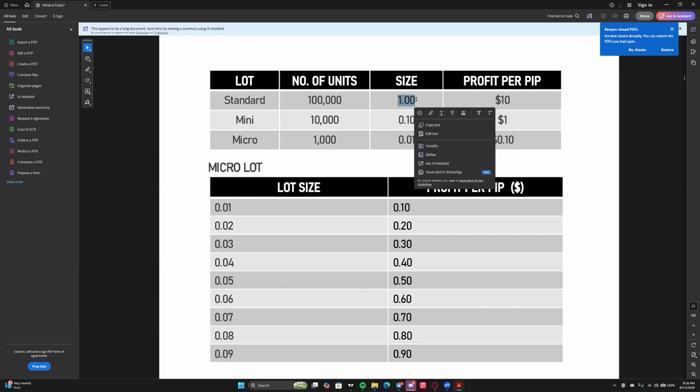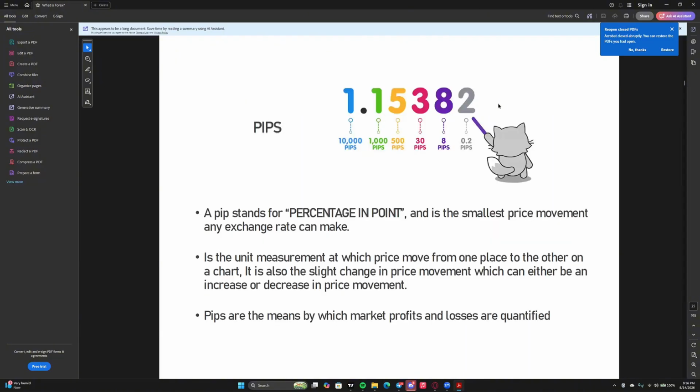Now let's use the variable of one standard lot. One standard lot is what we call a pip. I don't know if I explained that to you. Let me explain this before we go back to lot size. A pip stands for percentage in points and is the smallest price movement any exchange rate can make.